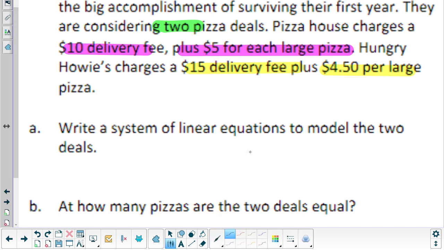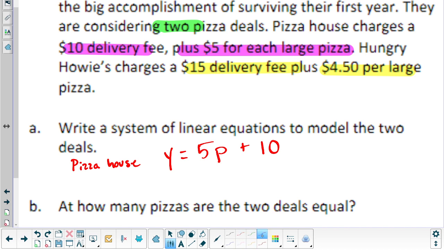My first equation, which was Pizza House, okay? Their total amount, which we'll call like Y, their total amount is $5 for each large pizza. So we'll say $5 per pizza, 5 times P, plus a $10 delivery fee, which that $10 delivery fee you only ever get charged once. So it doesn't have a variable, it's just a constant. It's kind of my y-intercept, okay?